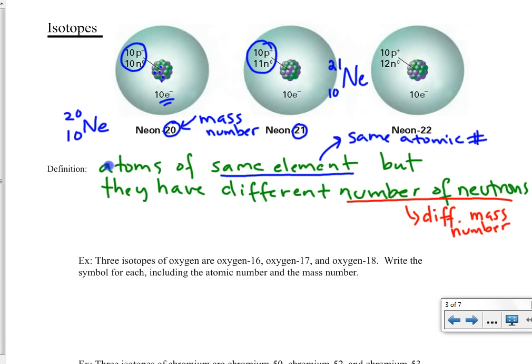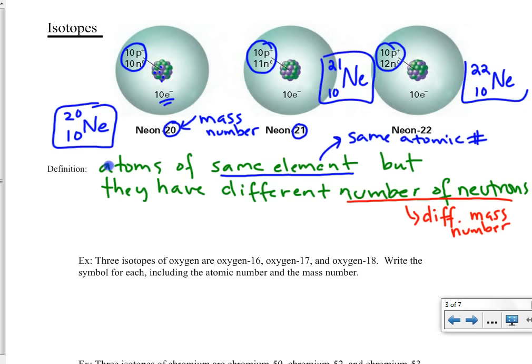A third isotope, neon-22, because 10 protons and 12 neutrons add up to 22. So the symbol notation looks like this. All three of those symbols all have 10 protons. That's what makes them neon. But a different number of neutrons and ultimately a different mass number indicates that you have three atoms of the same element with different masses. Those are isotopes.